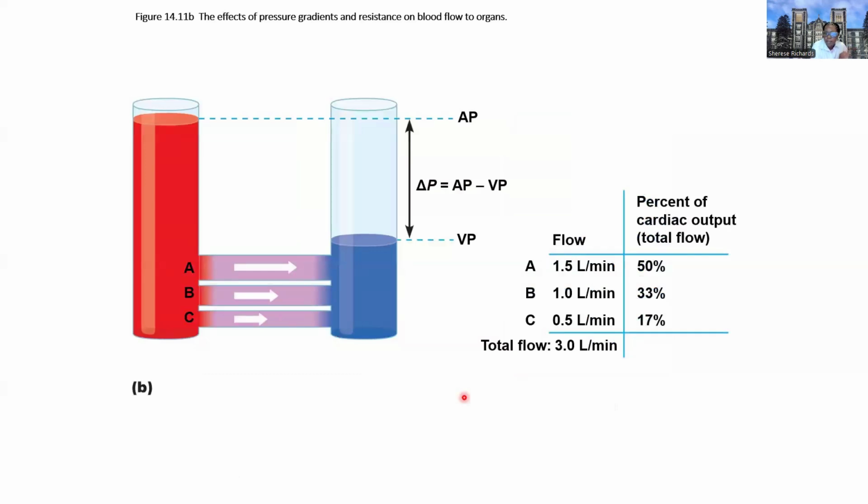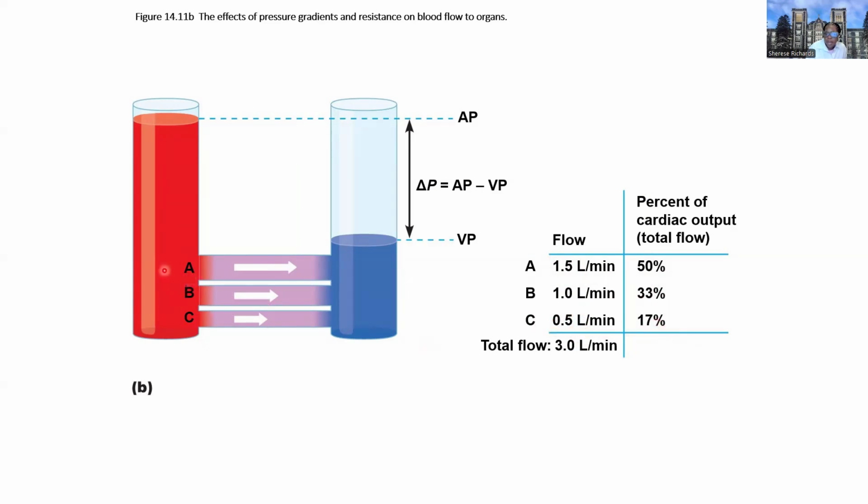Okay, another example here, kind of very similar. So in scenario A, we have more flow. Flow is about 1.5 liters per minute, so about 50% of our total cardiac output. In scenario B, moderate flow, kind of in between, 1.0 liters per minute, about 33% of our total cardiac output. And then scenario C is even less, 0.5 in terms of that flow rate, and then about 17% of the cardiac output. Okay.